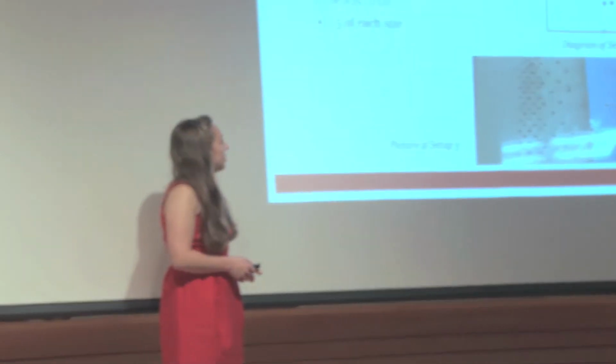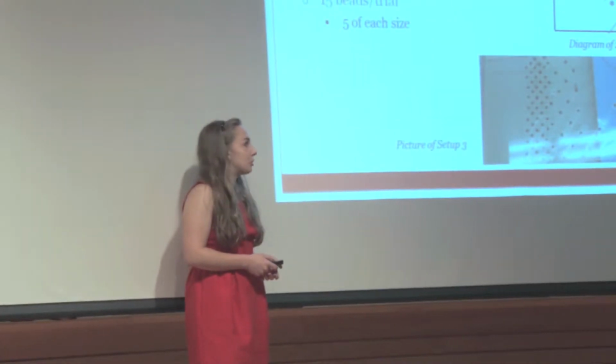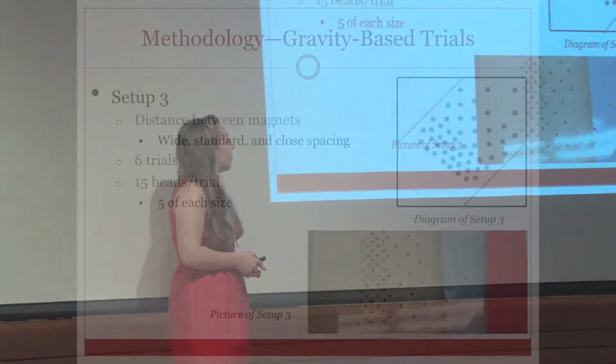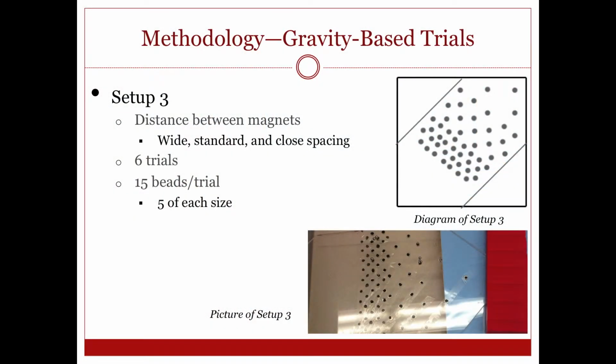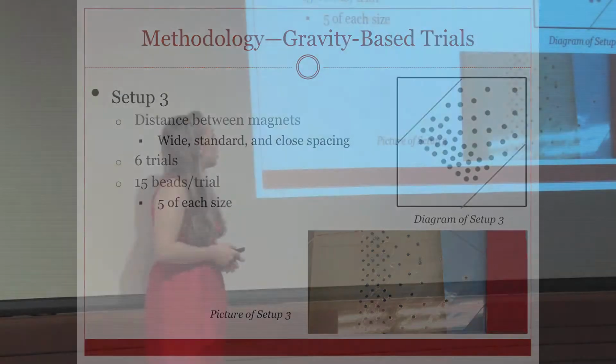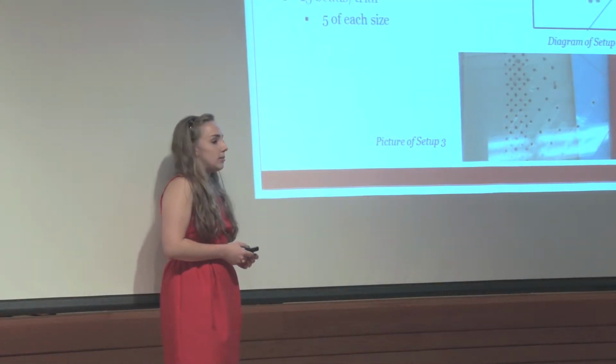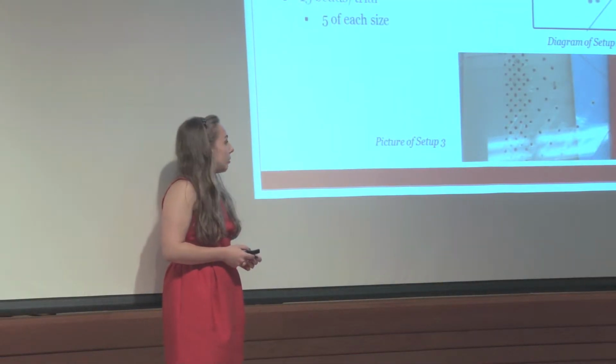And for our third setup, we experimented with the effective spacing of similar strength magnets. For the setup, we had a row at the top of magnets that were spaced twice as far as the magnets in the other 2 trials, so they were spaced 5 centimeters apart. And then 4 rows of magnets that were spaced the same as the other 2 trials, so 2.5 centimeters apart. And then at the bottom, a row of closely spaced magnets that were 1.25 centimeters apart. And like setup 2, we did 6 trials of 15 beads per trial to avoid clumping.